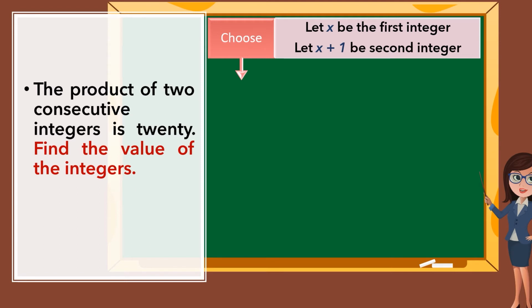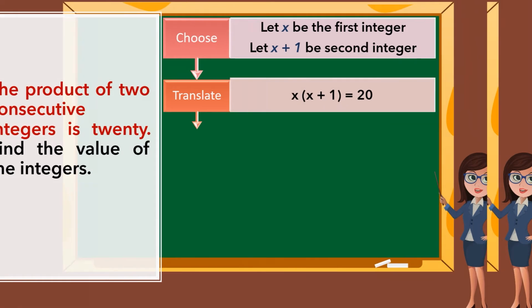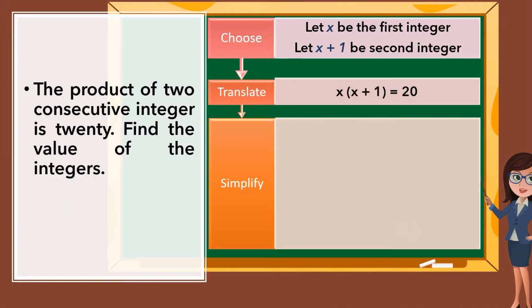Translating the statement, the product of two consecutive integers is 20. That is, x times x plus 1 equals 20. Simplify the equation using distributive property. That is, x times x is x squared. x times 1 is x. So we have x squared plus x equals 20.